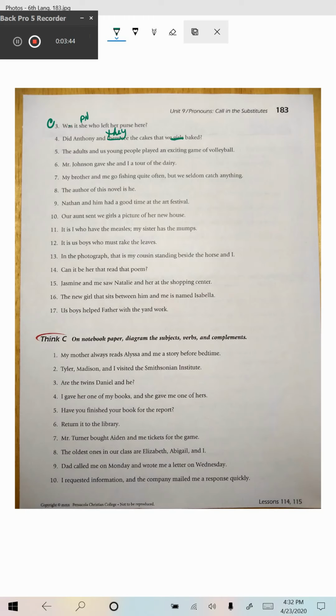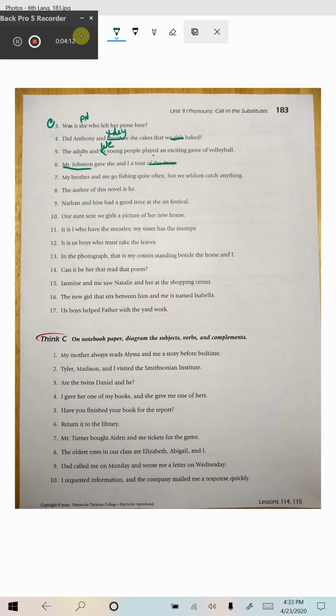The adults and us, young people, played. So the adults and us. Us played. Would you say us played? No, you would say we, because that's the subject of the sentence. Number 6, Mr. Johnson gave she and I a tour. So here, let's look at this a second. We have Mr. Johnson, right? Well, let's get rid of the prepositional phrase, okay?